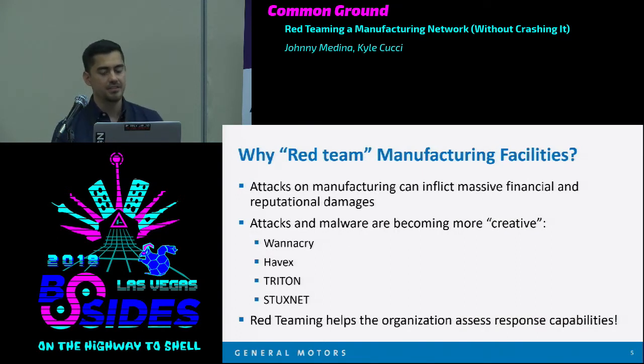So why red team manufacturing facilities? Attacks on manufacturing can inflict quite a lot of damage. There have been more than a few recent vulnerabilities that have been exploited in manufacturing, along with specific malware like WannaCry, Havex, Triton, Stuxnet especially. Stuxnet is especially complicated and had a large impact, and shed a lot of light into the manufacturing environment.